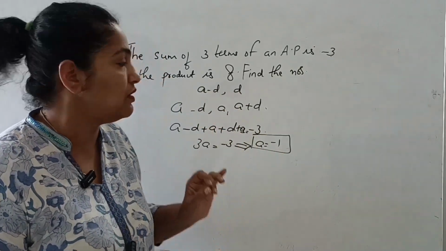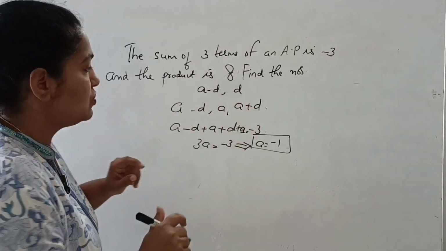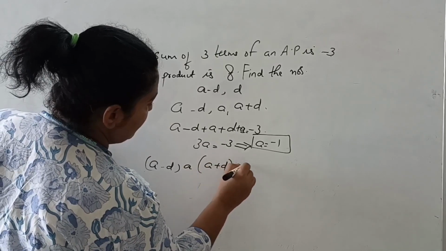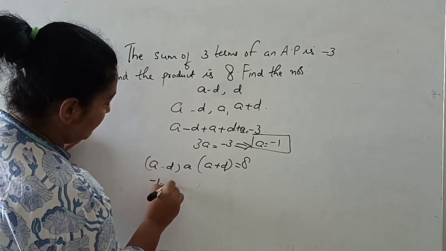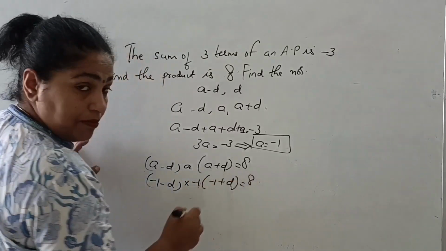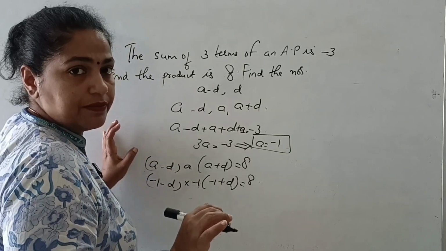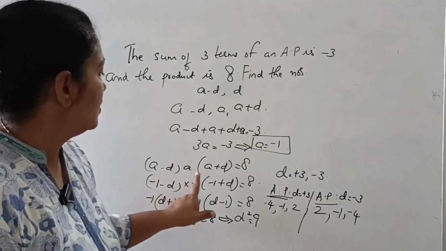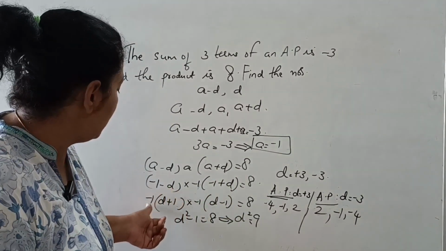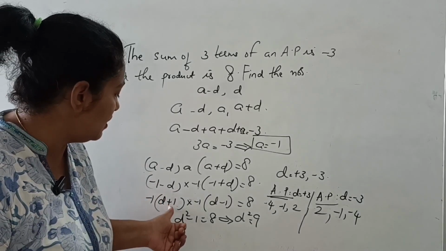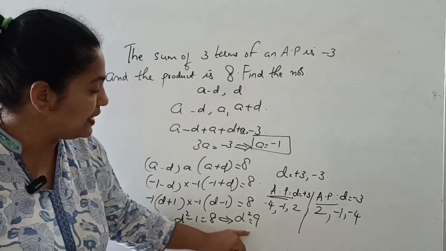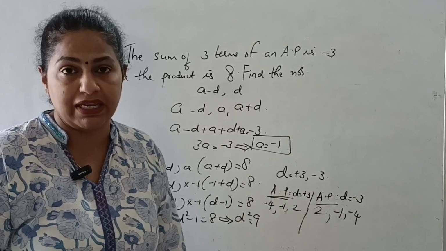Now one more piece of information is given to us, which is that the product is 8. So we can say that a minus d into a plus d into a is equal to 8. We know the value of a, which is minus 1. Here I have substituted the value of a as minus 1 and taken a common factor of minus 1 outside. So I will get d plus 1 and d minus 1 with a negative 1 outside. So d square minus 1 is equal to 8, and I will get d is equal to plus 3 and minus 3.